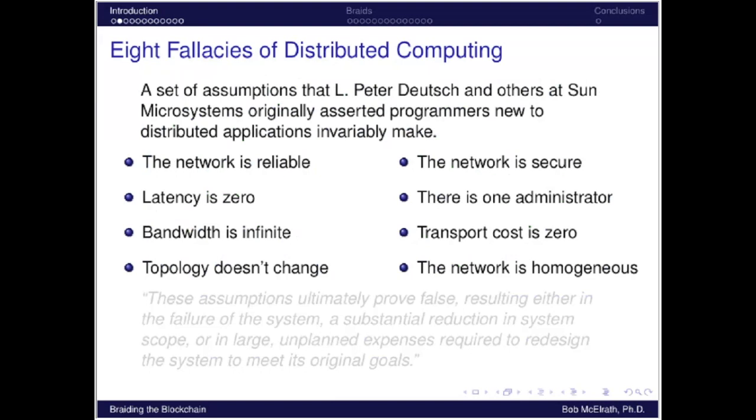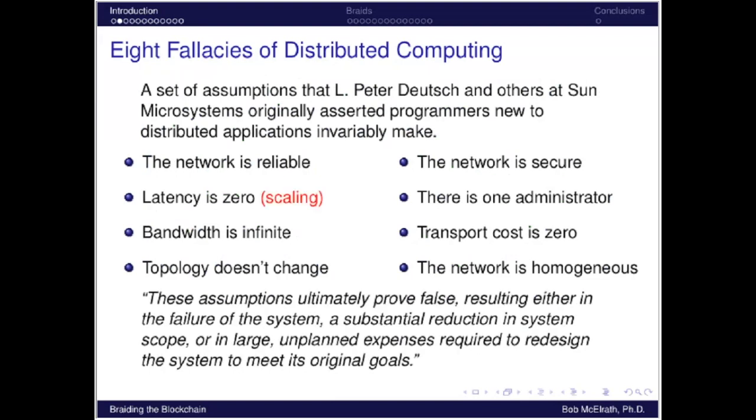Of course, none of these things are actually true, and the one that is really hurting us right now is the latency being 0. The latency is not 0. It takes time to transmit blocks. And the bigger the block is, the longer it takes to transmit. It takes time to validate blocks. It takes time to get across the Great Firewall of China. And Peter Deutsch stated, these assumptions ultimately prove false, resulting in either the failure of the system or a substantial reduction in system scope, or in large unplanned expenses required to redesign the system to meet its original goals. And that is basically where we stand with Bitcoin today.